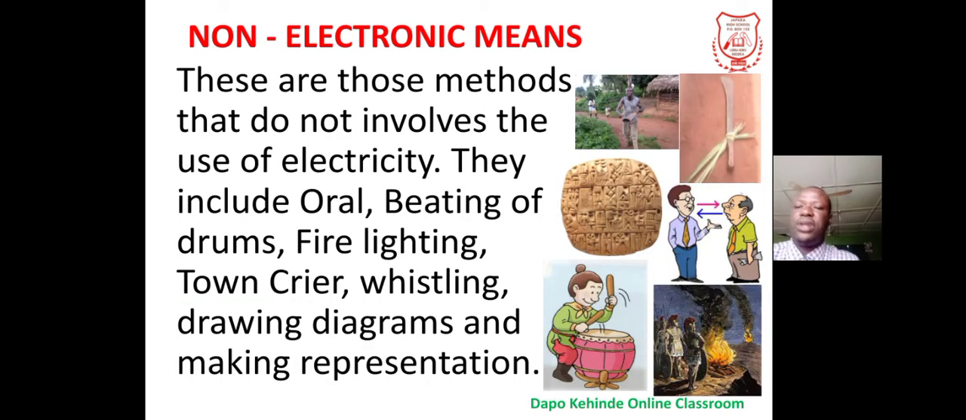And then we have the non-electronic means of transmitting information. That is, those methods that do not involve the use of electricity in passing out information from one person to another. So we have the oral communication, as we can see in the picture on the screen. We have drum beating, fire lighting, town crier, whistling, drawing diagrams, and making representation.